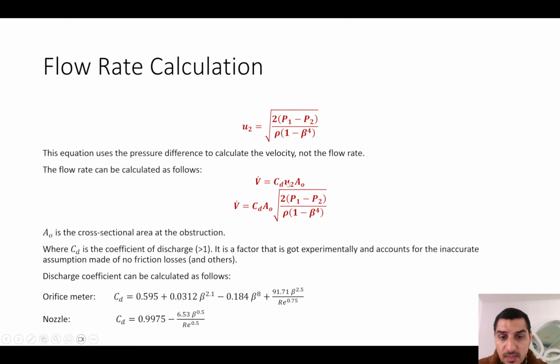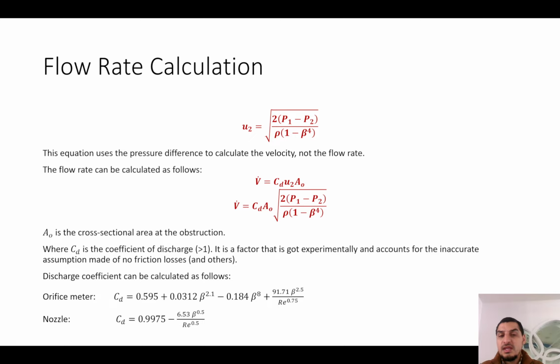Okay, so when we use u2, we are using A naught. A naught is the area at the obstruction, or the cross-sectional area of the obstruction. So you should expect that the volumetric flow rate is u2 times A naught. But what we have here is u2 times A naught multiplied by C_D. This C_D is called the coefficient of discharge. And this coefficient of discharge is smaller than 1. It's not larger than 1. This is a mistake. It's smaller than 1.